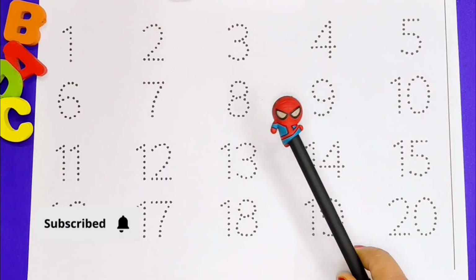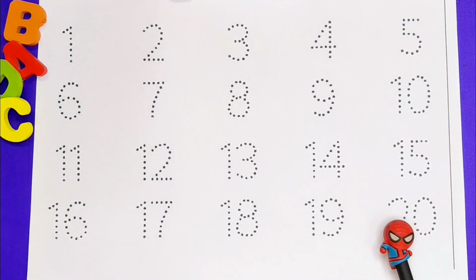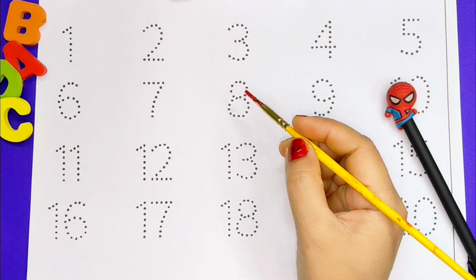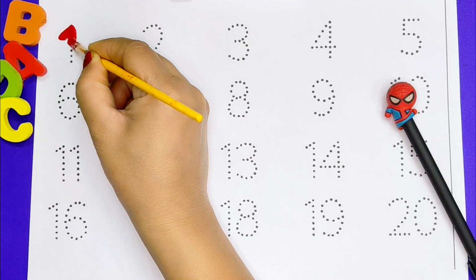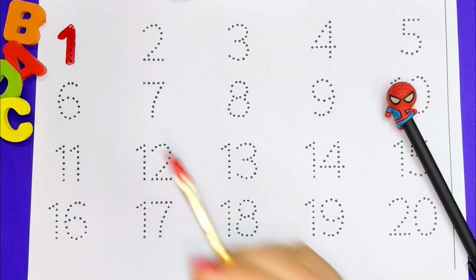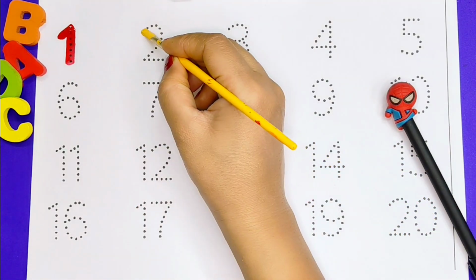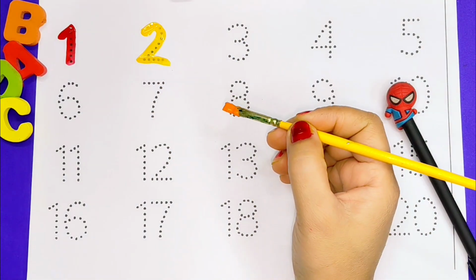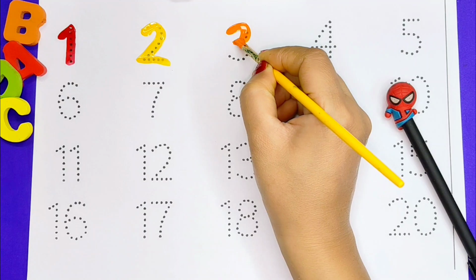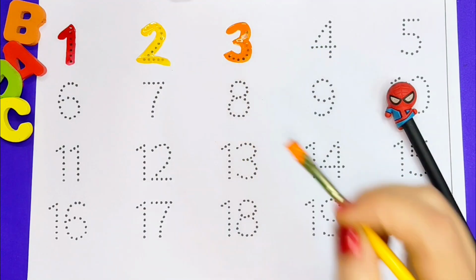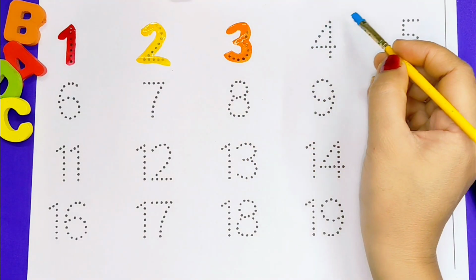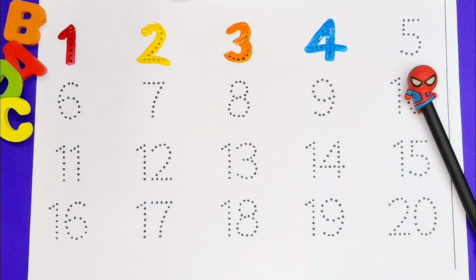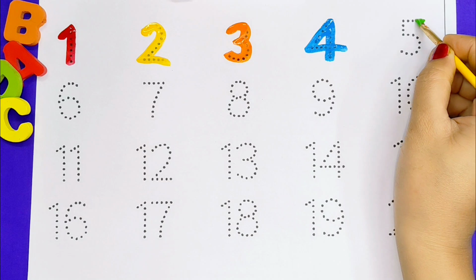Hello friends, today we are on number 1 to 20 with color names. So let's start. Red color. Number 1. Yellow color. 2. Orange color. 3. Sky blue color. 4. Light green color.